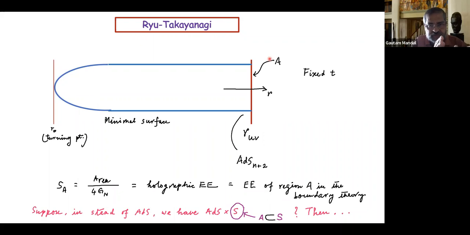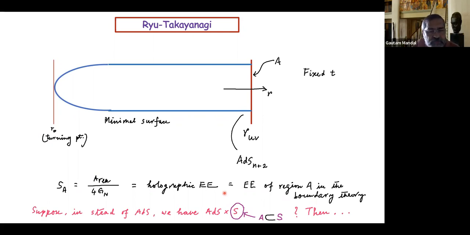Let me remind you of the Ryu-Takayanagi result. It is the following: let us say you have pure AdS space, and this is your boundary theory at R equal to R_UV. Let us say you consider some region A of the boundary theory. Then the entanglement entropy in the boundary theory of this region A with respect to the complement is given by the area of the minimal surface, where R0 is the turning point for this surface. The Ryu-Takayanagi prescription is that you divide the area by 4 times Newton's constant, and you get the holographic entanglement entropy. There are myriads of examples in which the entanglement entropy could also be computed in the boundary theory, and indeed this matches.